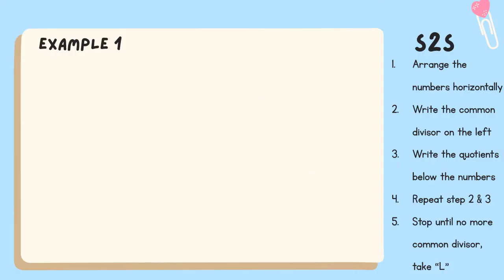Now this time we are going to use the continued division method. So let's do this step by step. Bear with me, you need to really focus on especially the steps on how to do the continued division method. So example 1, find the LCM of 8 and 12. So step 1, it says right here, arrange the numbers horizontally. So what does horizontally mean? Horizontally means like that, malintang. So arrange the numbers horizontally.